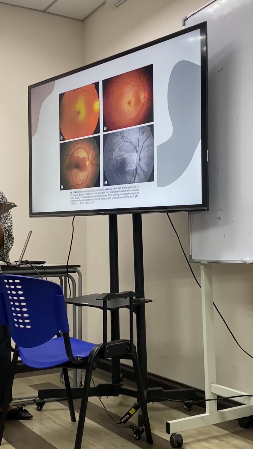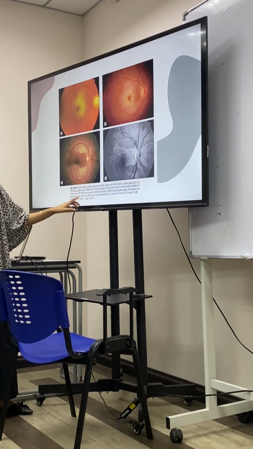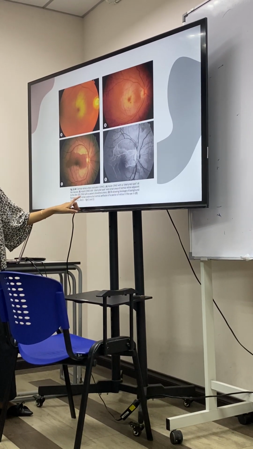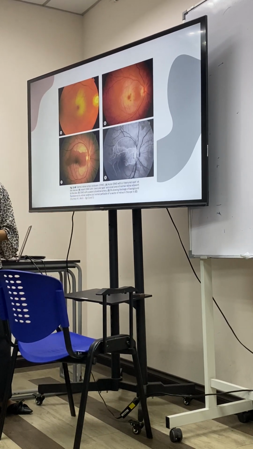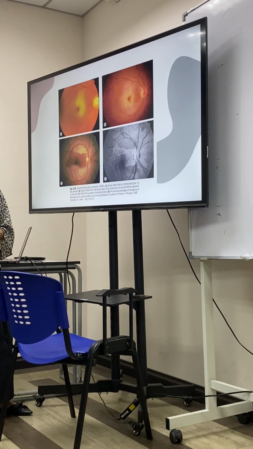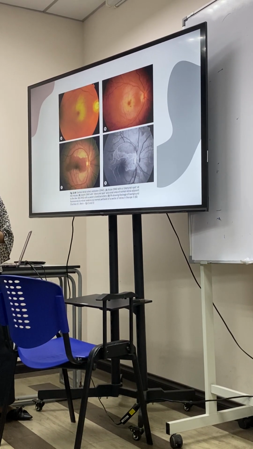So if you read properly, can you read up for C? Read. Central retinal artery occlusion with a pattern cilio-retinal artery. Okay, D is the same as C, except D is a picture from the FFA. So can you read out for D?